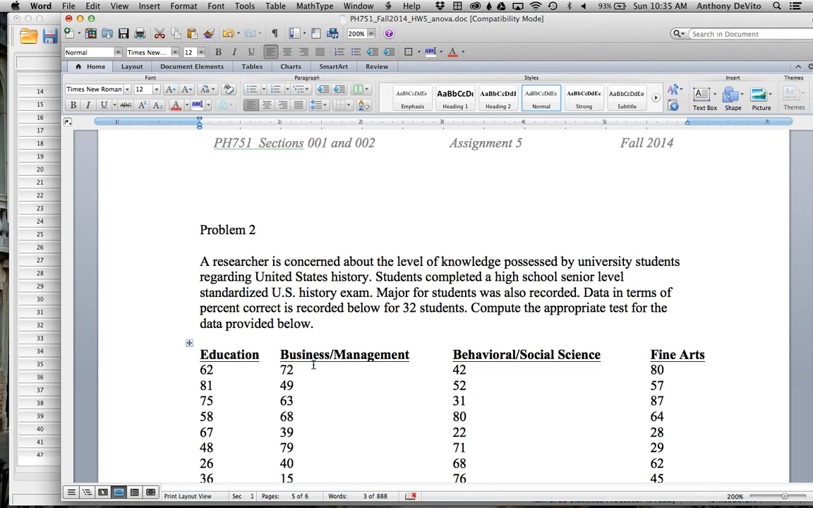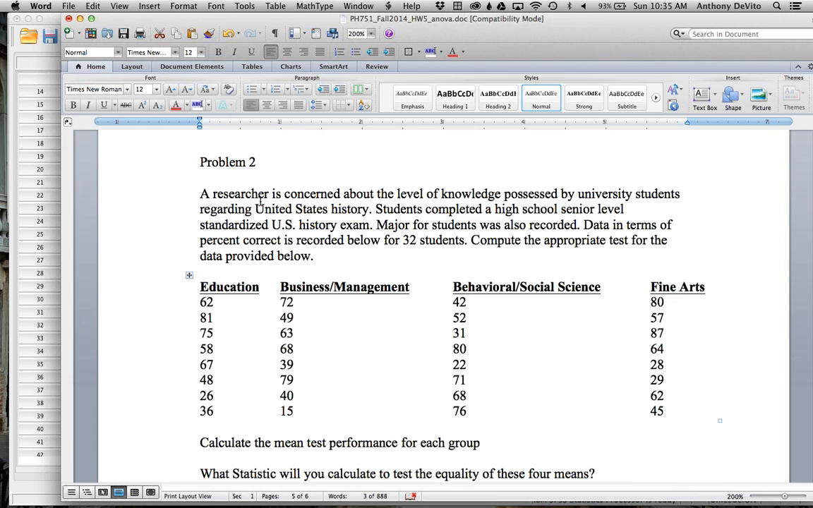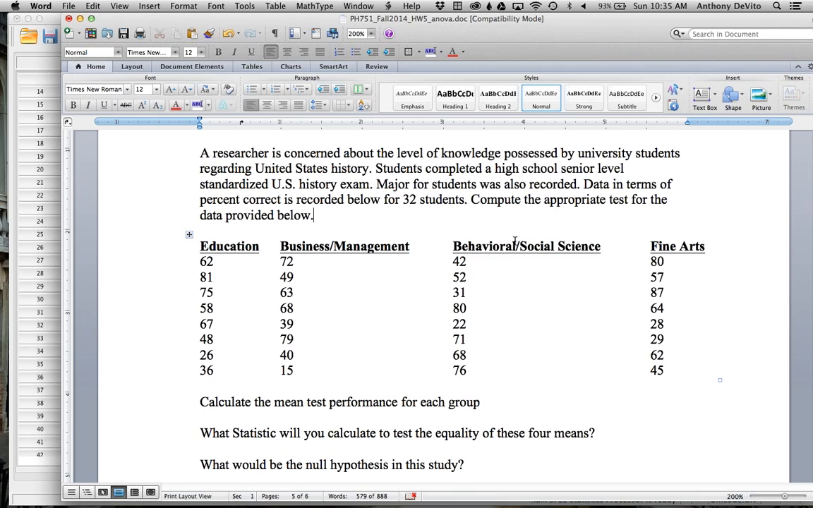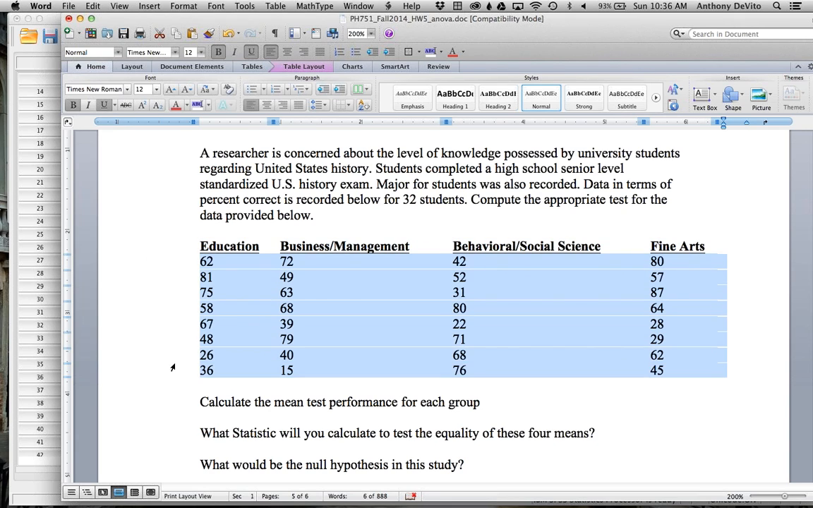Let's apply it again to this next problem. Okay, problem 2. A researcher is concerned about the level of knowledge possessed by university students regarding United States history. Students completed a high school level standardized history test. Majors for students were also recorded. So we have 4 columns here because it's listed a little bit differently than SPSS would. We have 2 variables. We have the major that the student has, and the score they got on this history test.